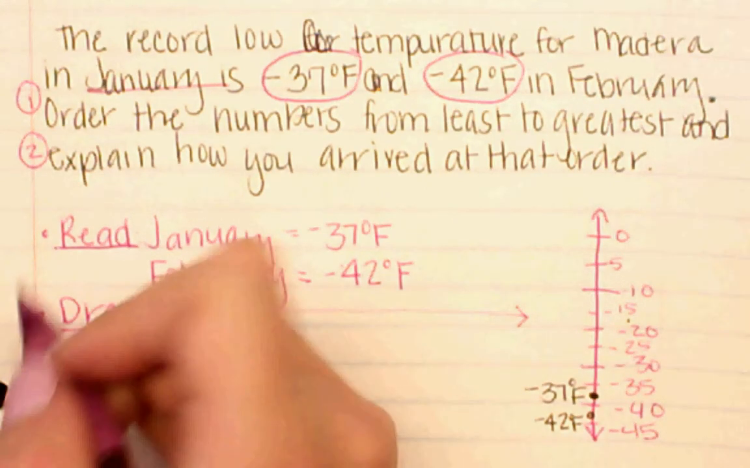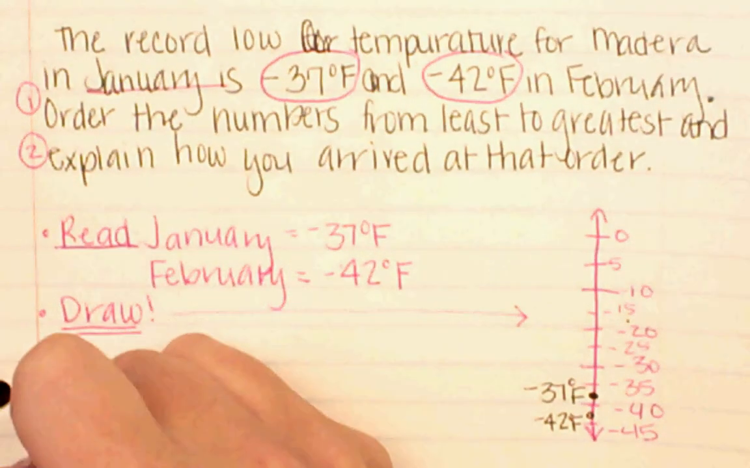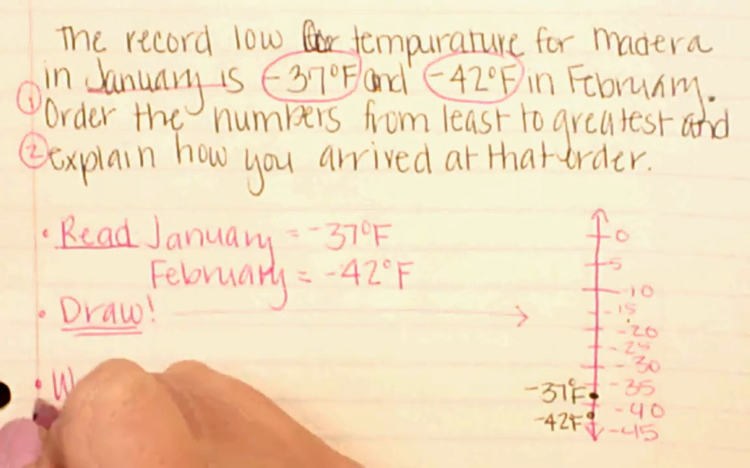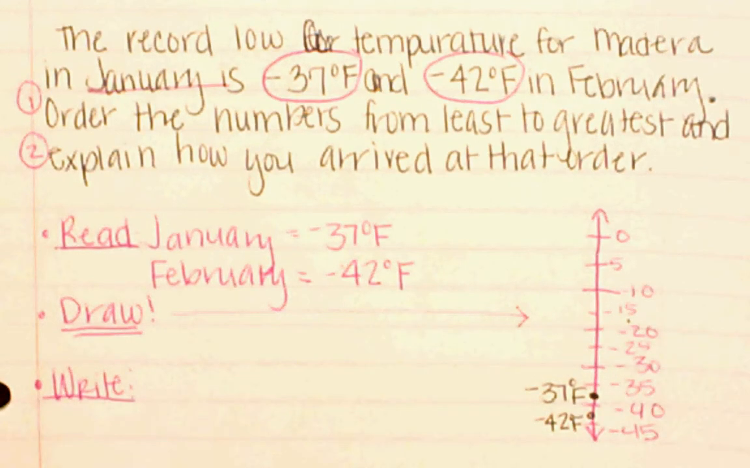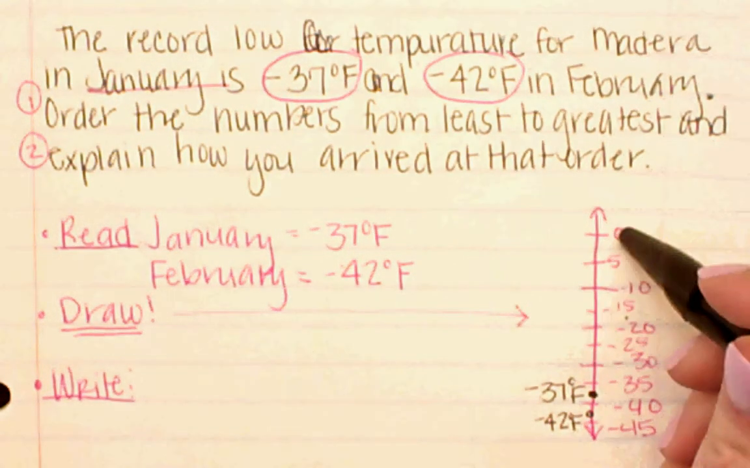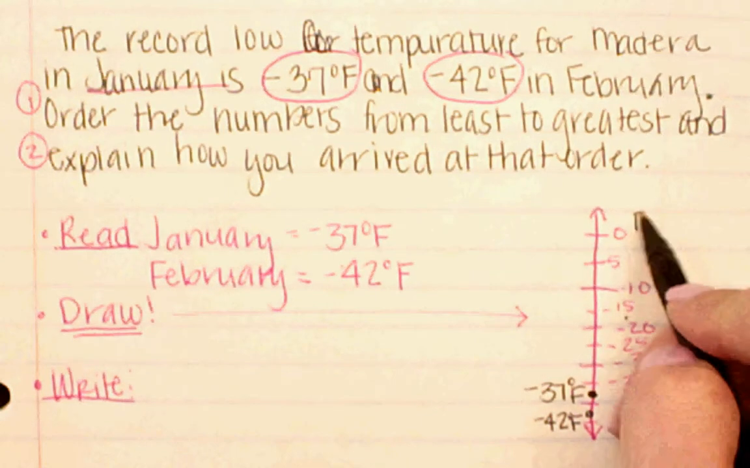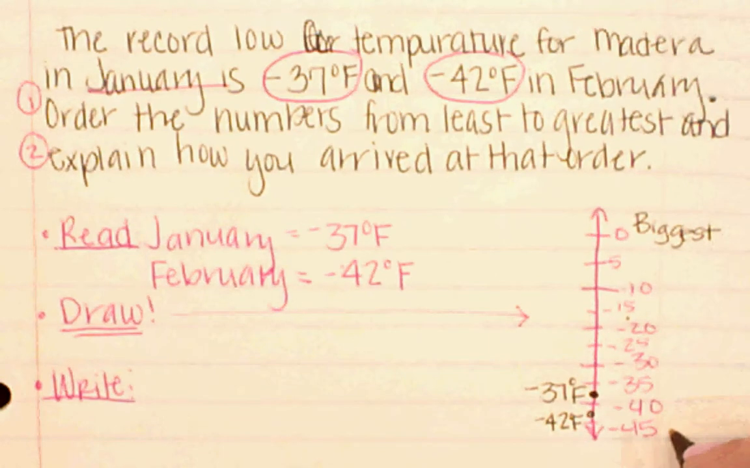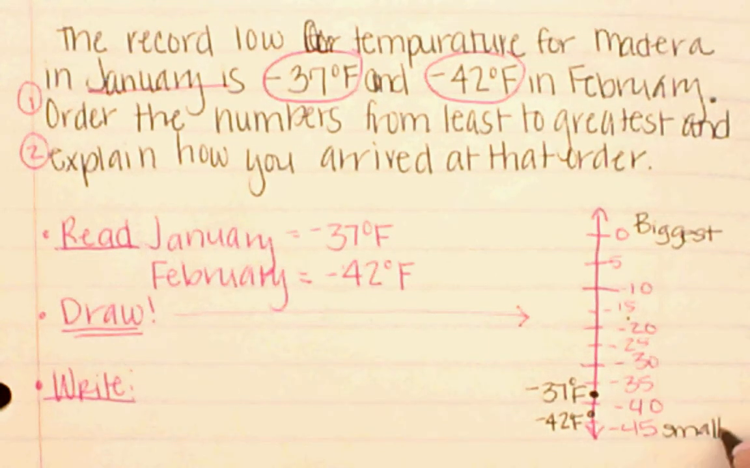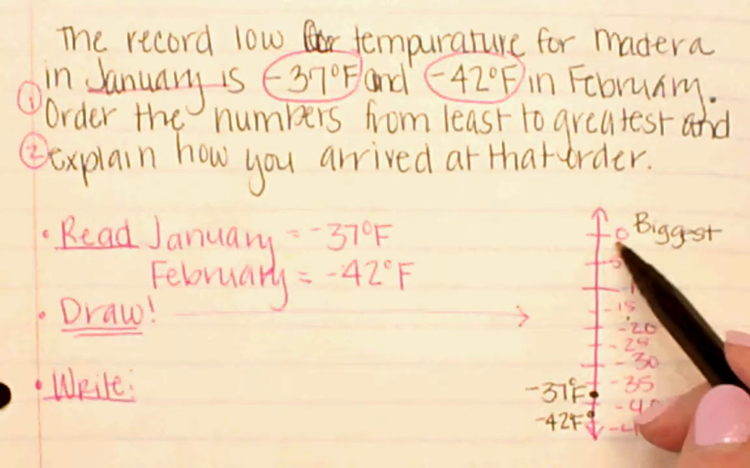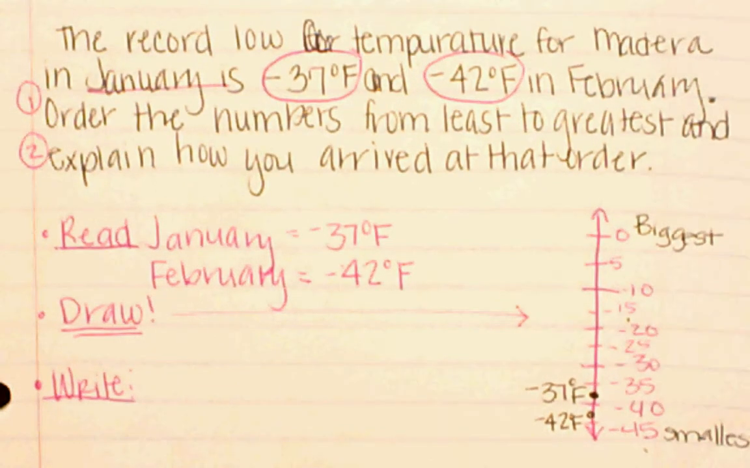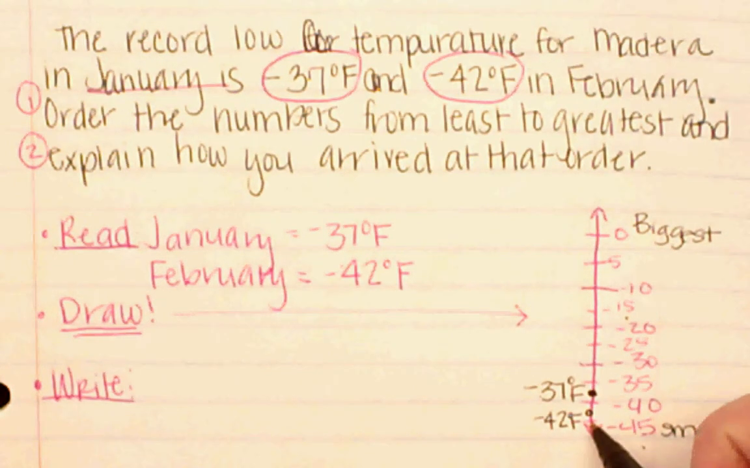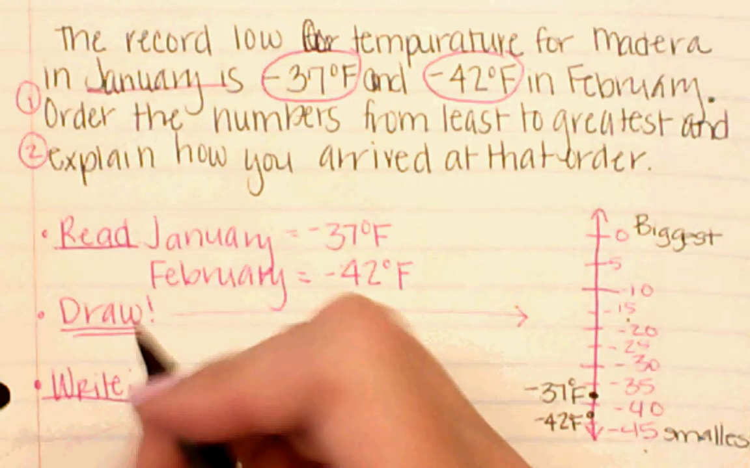The next step they want you to do to help yourself solve this is write out your explanation now. So, looking at this, 0 being the biggest number on our number line and 45 being the smallest. Why? Because the bigger the negative number, the smaller it gets. Negative 37 is greater than negative 42. So this is how you would explain it in writing.